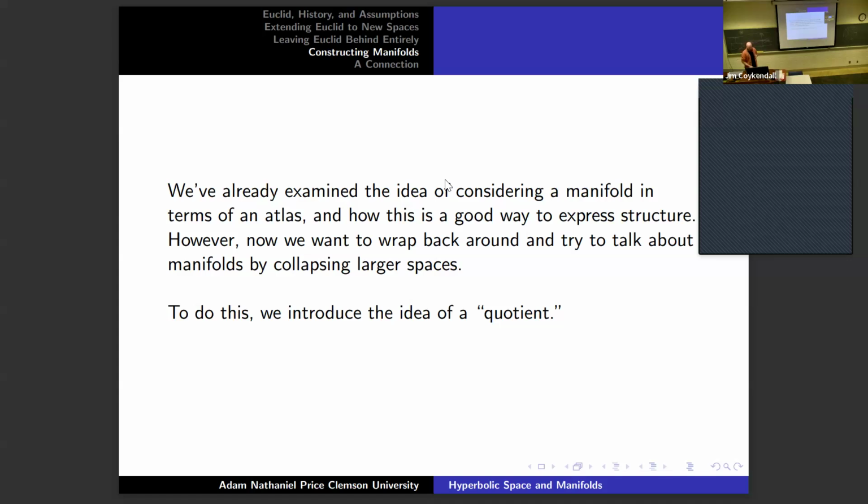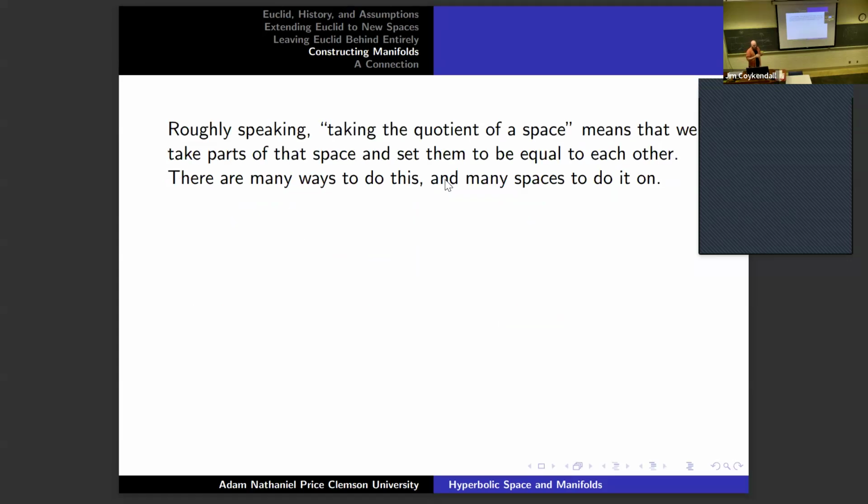In short terms, taking the quotient of a space means that we take parts of that space and set them to be equal to each other. There are many ways to do this, and we can do it on a lot of different spaces. Yes.